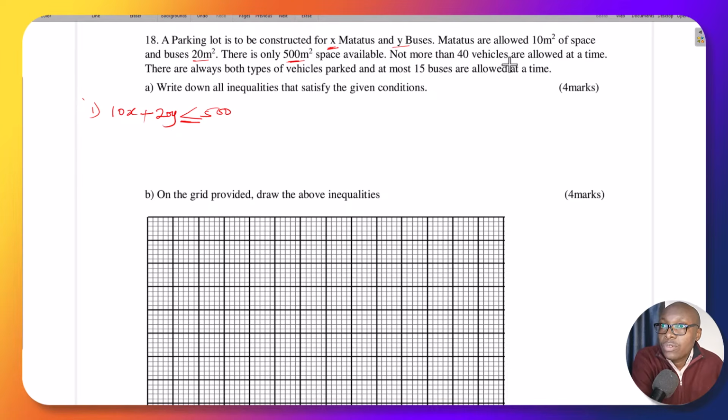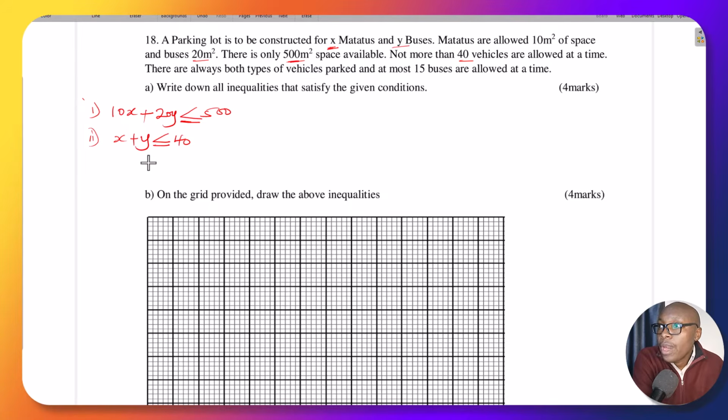Then, not more than 40 vehicles are allowed at a time. That means if I take the number of matatus and the number of buses and sum them, it should not be more than 40. So that means it should be less than or equal to 40. That is what we mean by not more than 40.